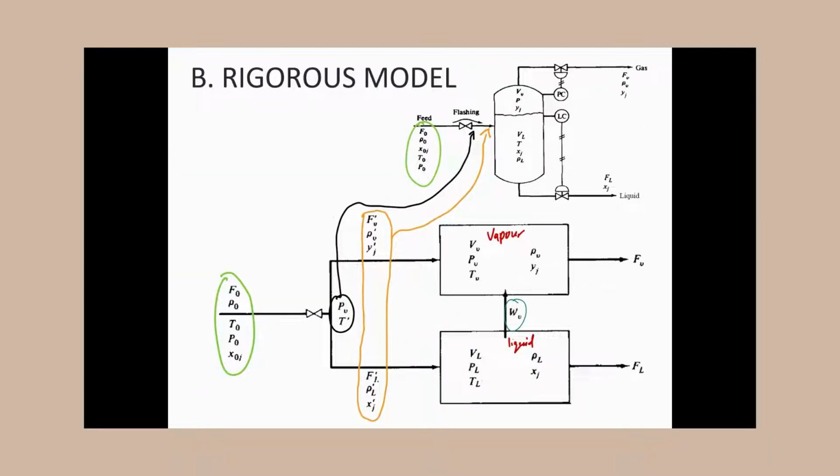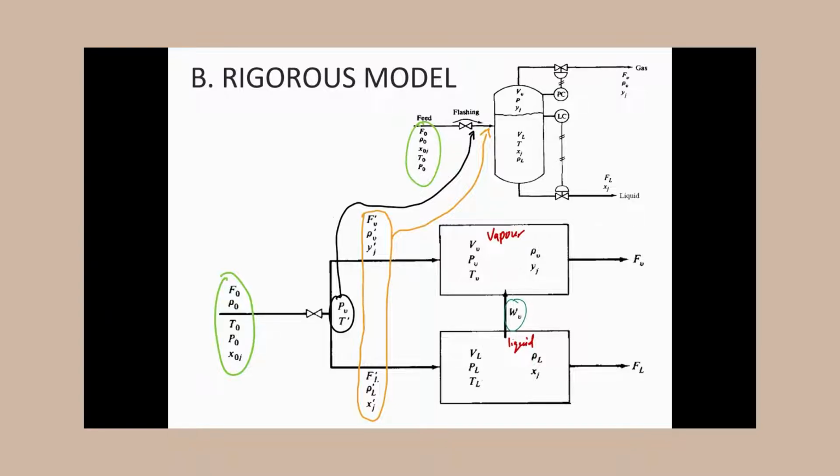Okay, so let's go to the next slide. Basically, what is a rigorous model? A rigorous model is a very detailed model compared to the other two models, which are the steady state model and also the practical model. As you can see on the slide, the top part is the main flash drum, while the bottom part is the rigorous model. From this we can see that the rigorous model is more detailed compared to the main one.